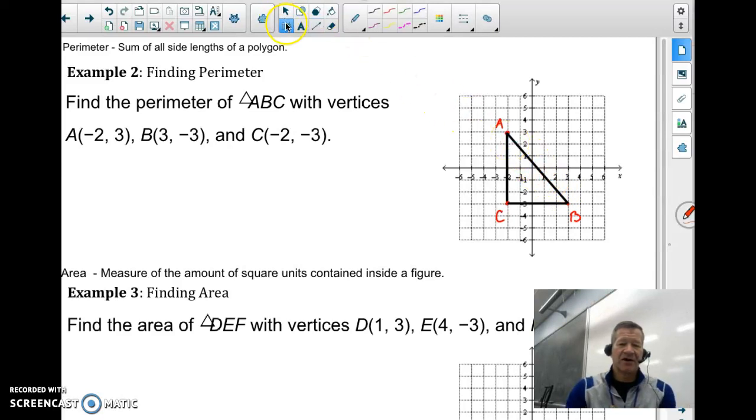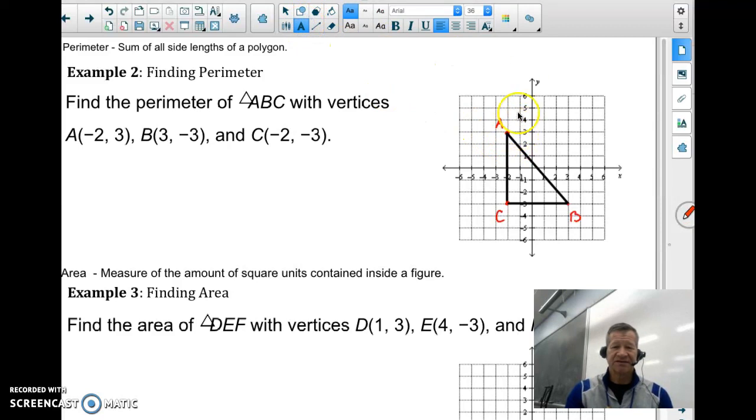Now, how do I figure out how long these sides are? Well, from A to C, we can just count or subtract because it's a vertical distance, so it'll be easy for us to count. So from 3 down to -3, if I subtract 3 minus -3, I can see that distance is 6. And from C to B, that's a horizontal distance. I can calculate that also. B is at 3, C is at -2, so 3 minus -2 would be 5.